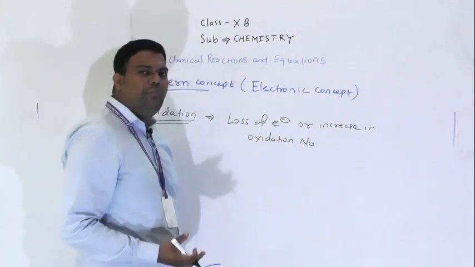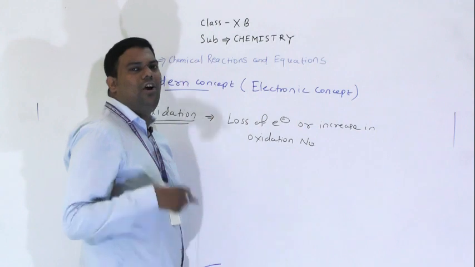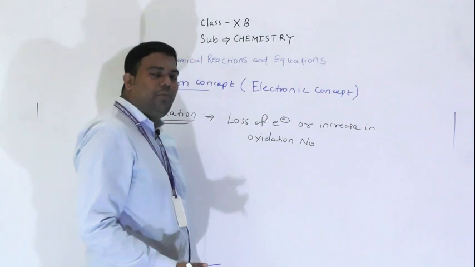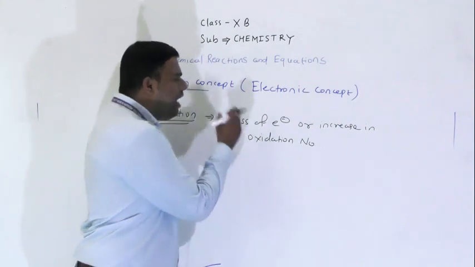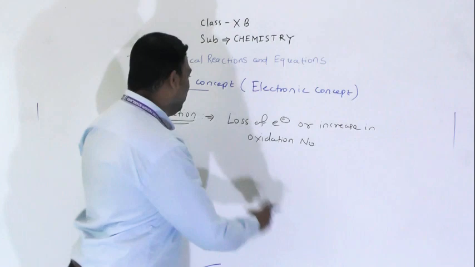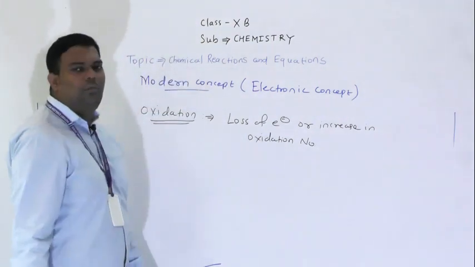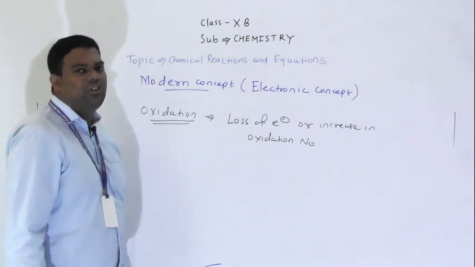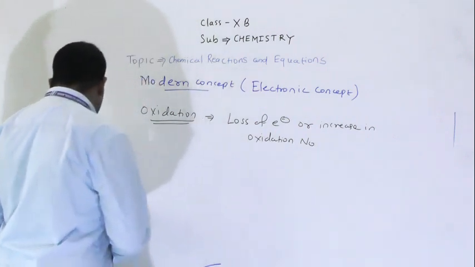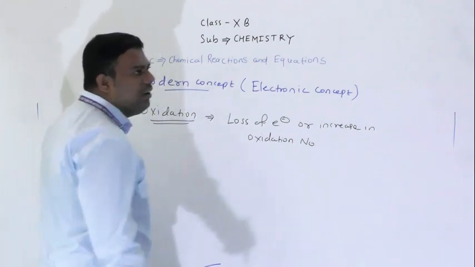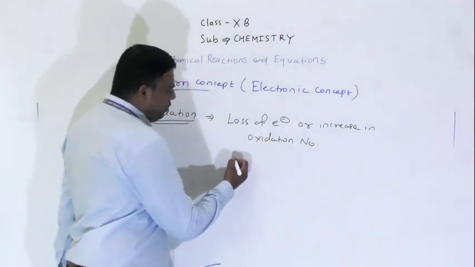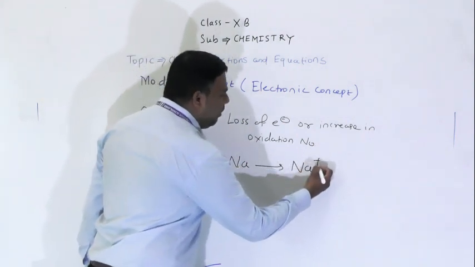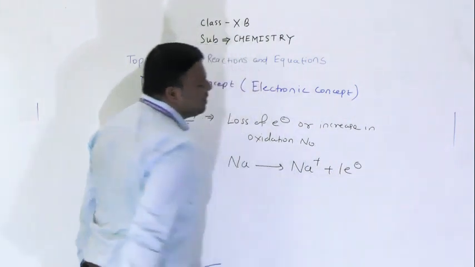Okay, suppose your sodium metal. So that sodium metal has lost one electron. Okay, so valency also of your sodium is what? 1, and charge also what? +1. Understood? So here oxidation according to modern concept means what? Loss of electron or increase in oxidation number. Okay, now we will see one more example. So see here, sodium gives Na+ plus 1 electron (e-).